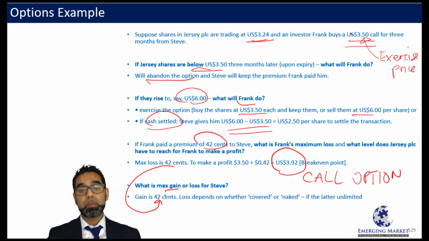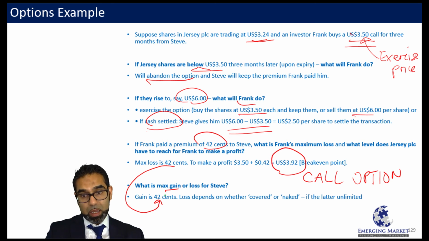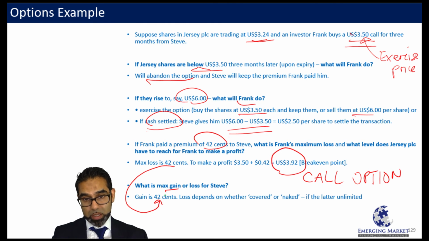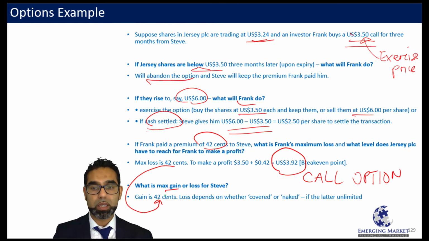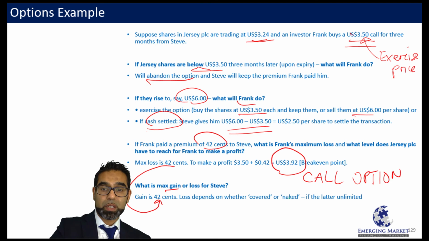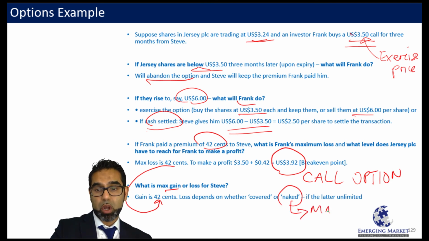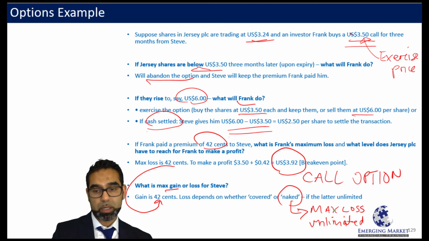And the loss depends on whether it's covered or if it's naked. Okay, naked would mean Steve has only sold this option. He doesn't actually own the shares. Covered would mean he owns the shares. Okay, if it's naked, then the potential loss, the max loss is scary. Hopefully this puts you off going and trading on these derivatives straight away. It's a scary, unlimited loss.